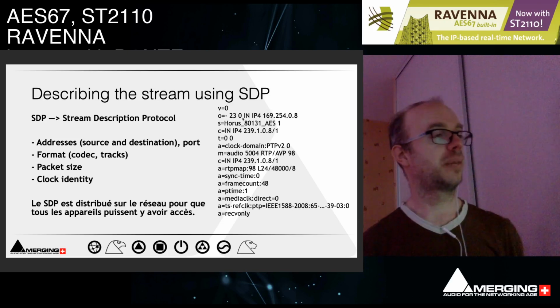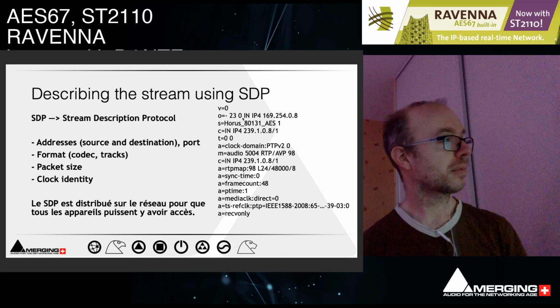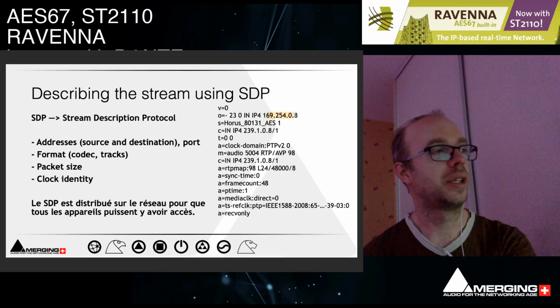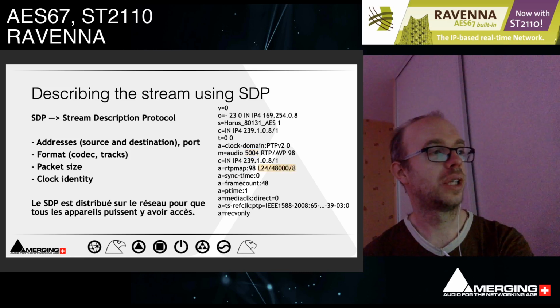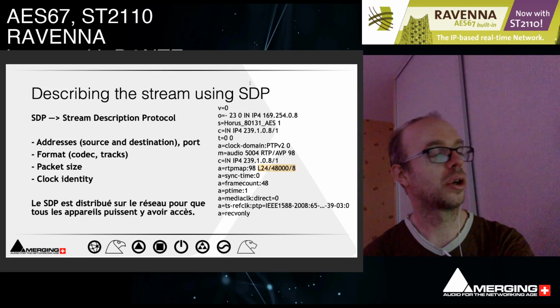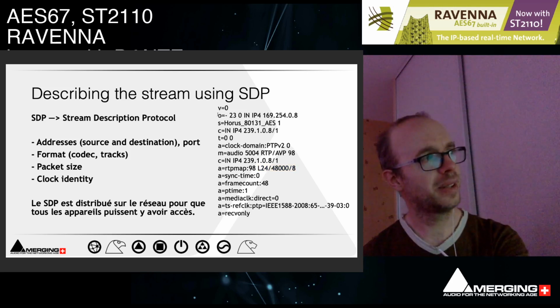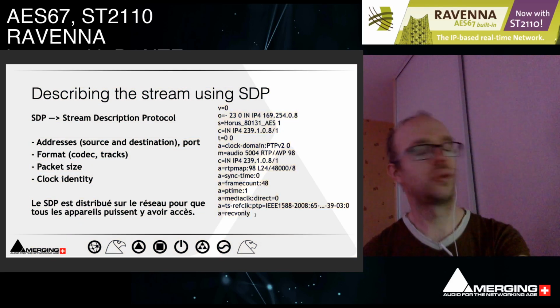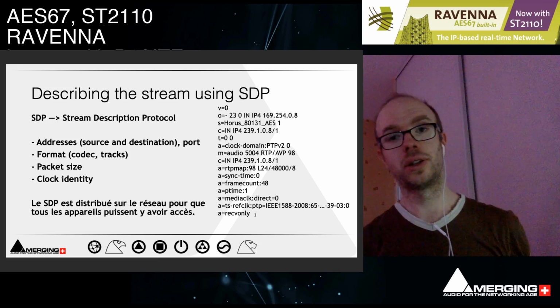And this is just to find the stream SDP, and this is used and codified by AES67. This is the session description protocol, and it describes the sending IP address, the name of the stream, the destination address, the PTP v2 domain, the port where it's sending the audio, and the format of the audio. Here we see L24, 48 kHz, 8 channels, and a whole lot of different parameters. It's like the identity card of the stream, and this is all the data you need to connect seamlessly to the stream.